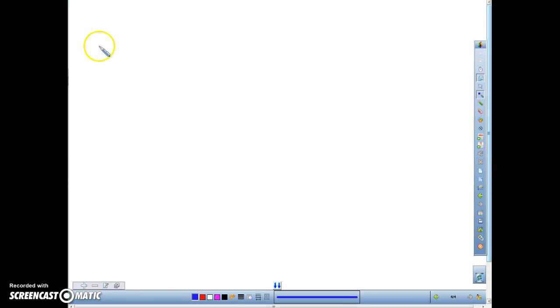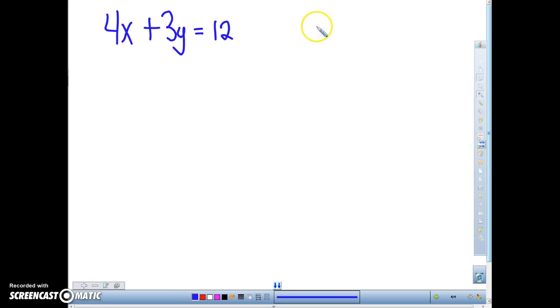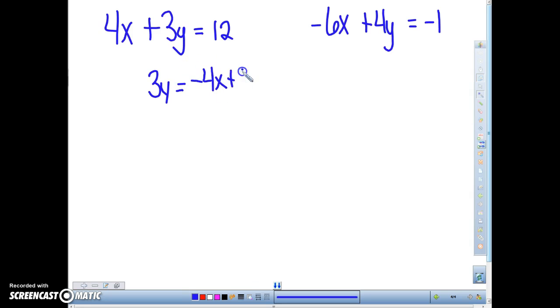So problem number 2. 4x plus 3y is equal to 12, and I'm going to write them side by side because I know I'm going to have to put them in slope-intercept form. And the second one, -6x plus 4y equals -1. On the first one, put it in slope-intercept form. 3y equals -4x plus 12. Divide by 3. So y is equal to -4/3 x plus 4.